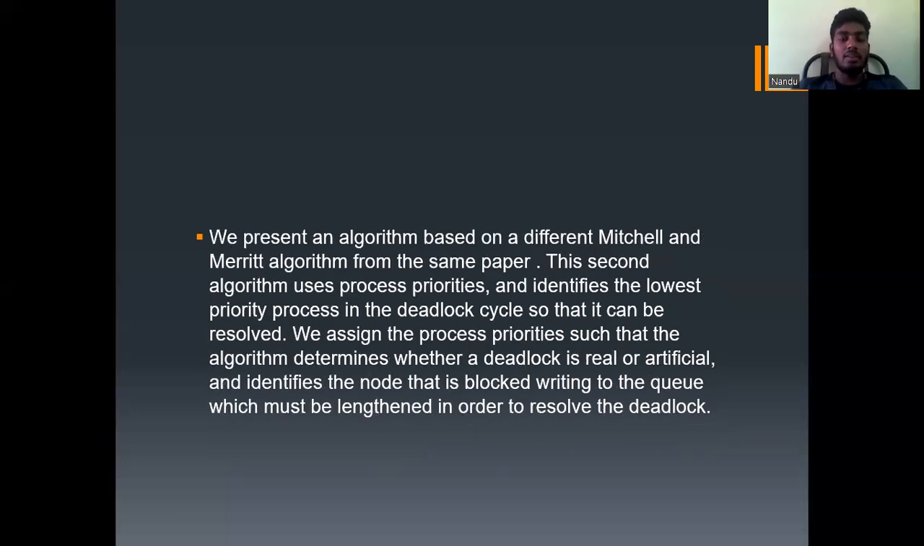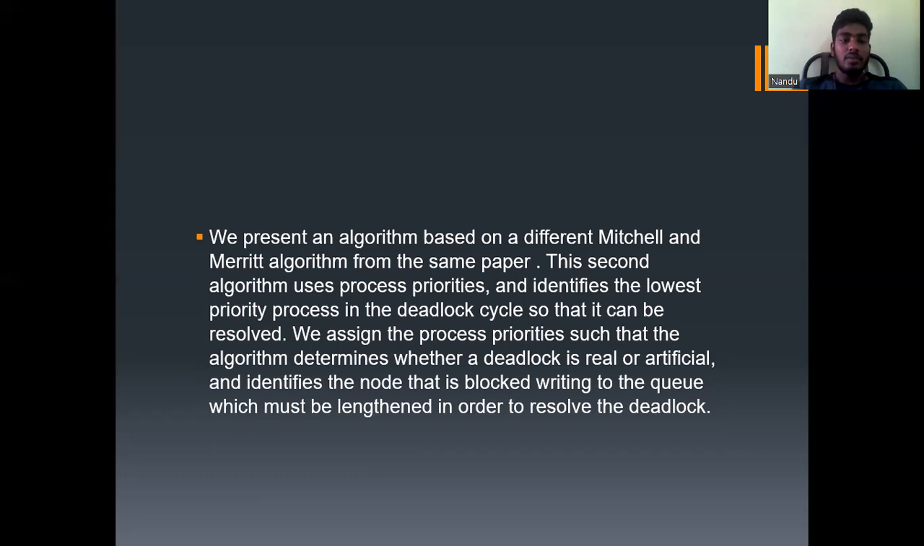We present an algorithm based on a different Mitchell and Merritt algorithm from the same paper. The second algorithm uses process priorities and identifies the lowest priority process in the deadlock cycle so that it can be resolved. We assign the process priorities such that the algorithm determines whether a deadlock is real or artificial and identifies the node that is blocked writing to the queue, which must be lengthened in order to resolve the deadlock.